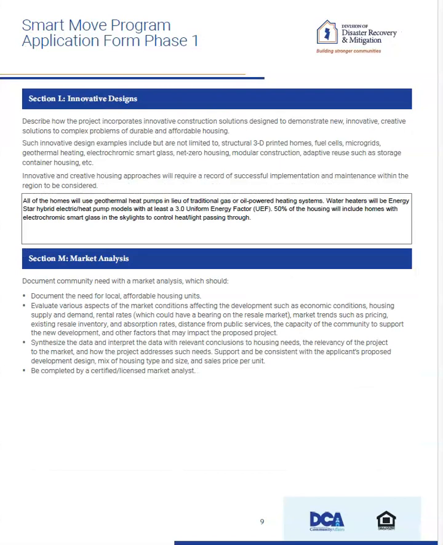Section L. Innovative Designs. Implementation of innovative designs and typologies in the development process, where possible, are going to get you the most points in this section. To receive the point allotment for this criterion, the application must describe how the project incorporates one or more innovative construction solutions designed to demonstrate new, innovative, creative solutions to complex problems of durable and affordable housing.